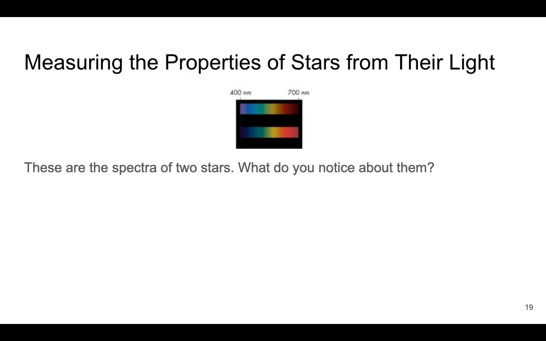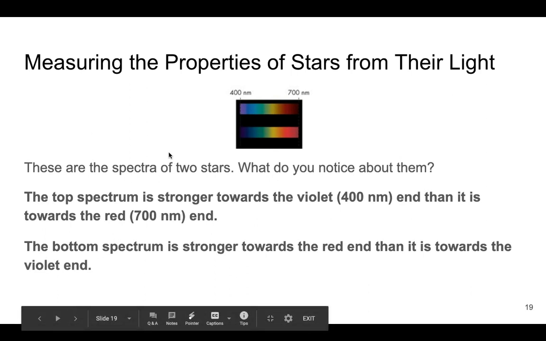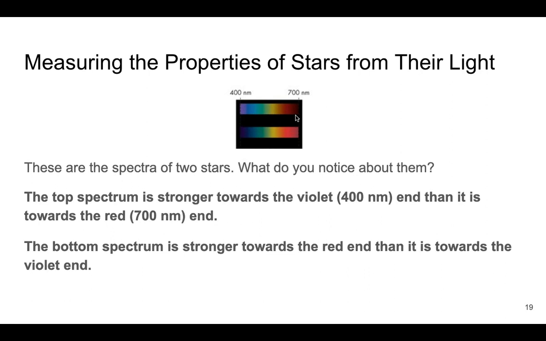So here are the spectra of two stars. They look kind of similar, but they are a little bit different. So take a look at that. Hopefully that's big enough on whatever screen you're viewing this on to see. What do you notice about them? What's the difference? The difference is the top one is very bright over here at the violet end, but it's dimmer over here at the red end. And the bottom one, it's the opposite. This one is very dim at the violet end, and it's very bright over here at the red end.